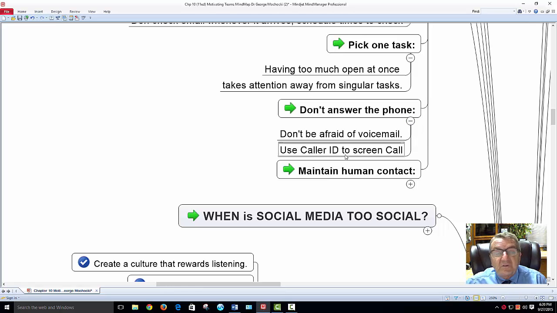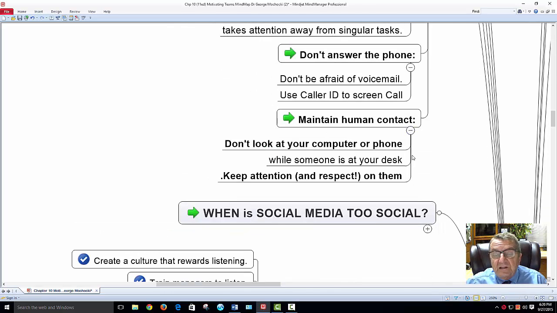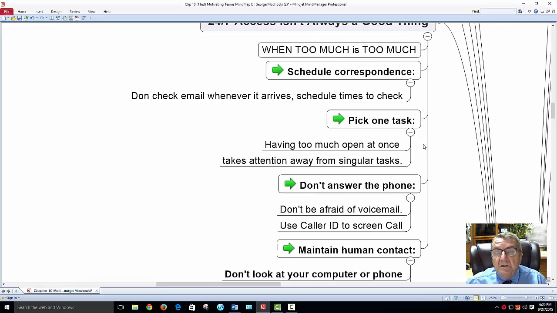Don't be afraid of voicemail. Use caller ID and screen calls you don't want. Maintain that human contact. Don't just look at the computer or phone. That's generation Y at the end, some of you, generation Z for sure, and then Alpha, who knows what they're going to have. Keep attention and respect them all, okay?